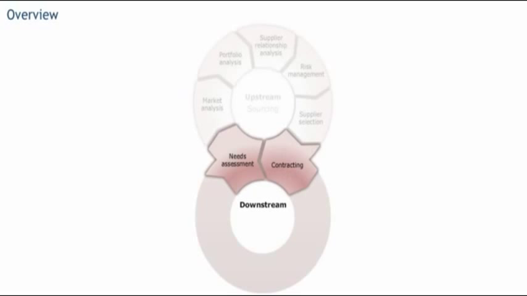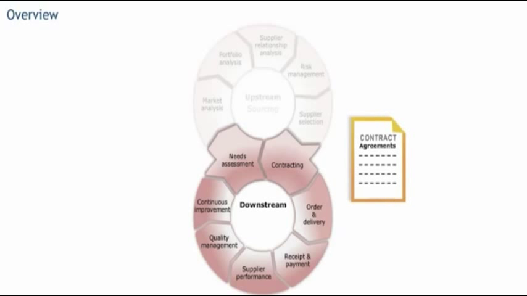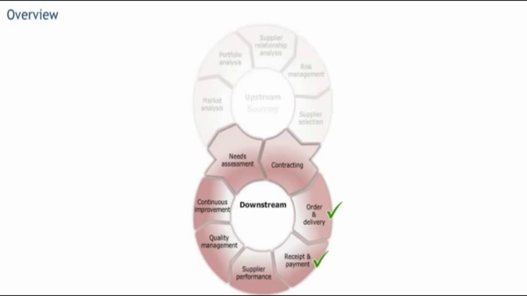The downstream activities include all steps that must be completed in order to make sure the blades are ordered and delivered in line with the contractual agreements. Order fulfillment, invoice payment, and the supplier performance measurement are part of the downstream loop. The downstream process itself is also called operational procurement.